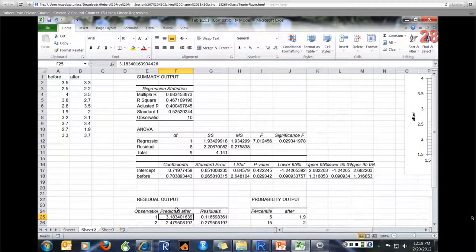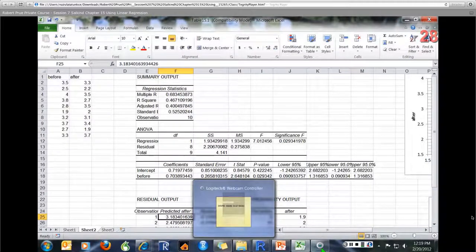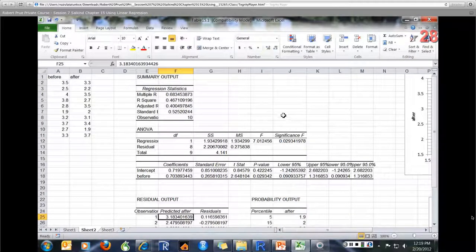So let's quickly, how long have I been running? We're running for 28 minutes. Can I do a regression line in 28 minutes? So I can't.